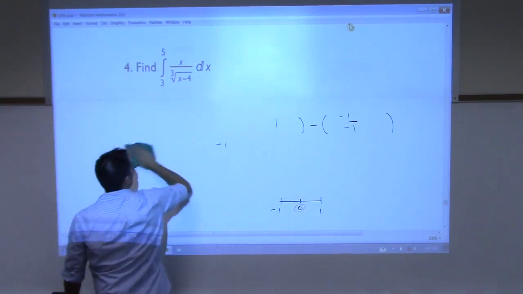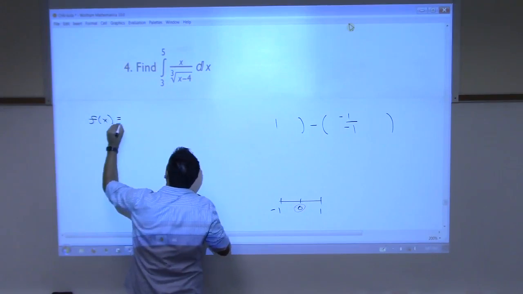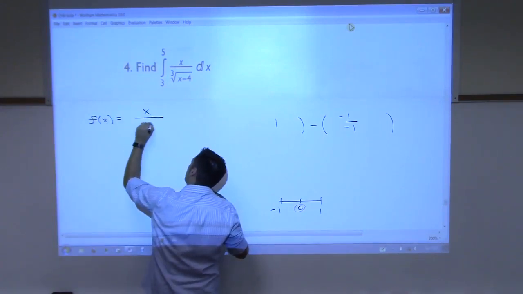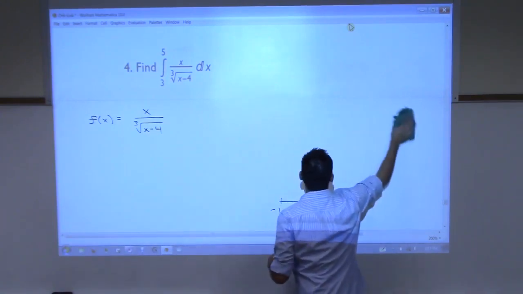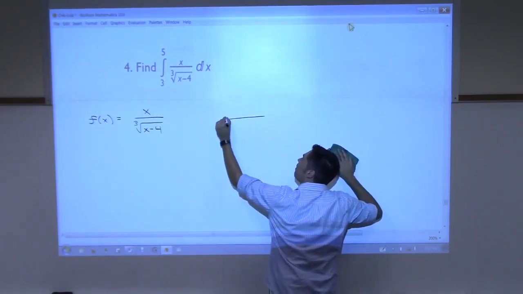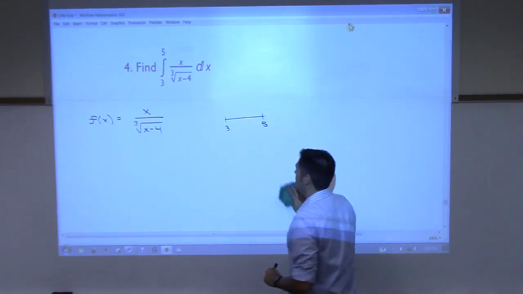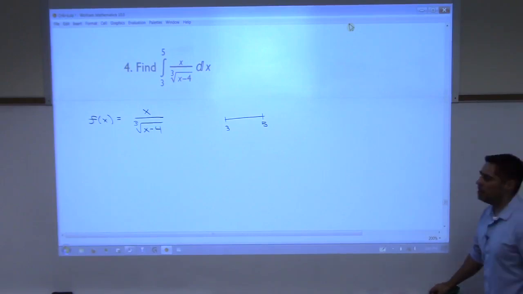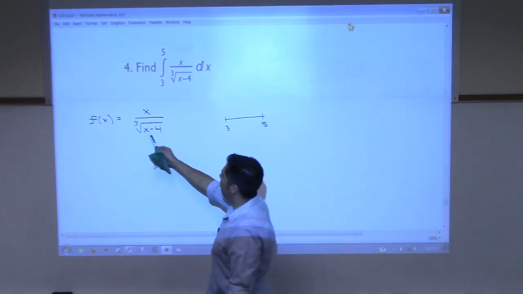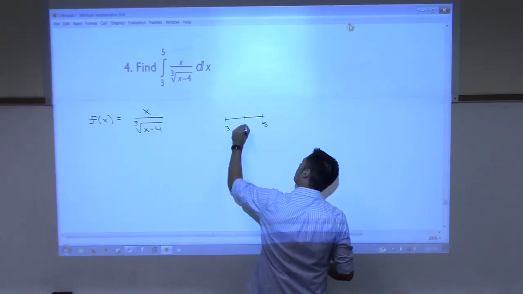So, all right, here's our function. Our function is x over the cube root of x minus 4, and our interval is from 3 to 5. Are there any issues that we have here? At 4, right? At 4 we get 4 minus 4 is 0. Cube root of 0 is 0. Division by 0. So that is a problem.